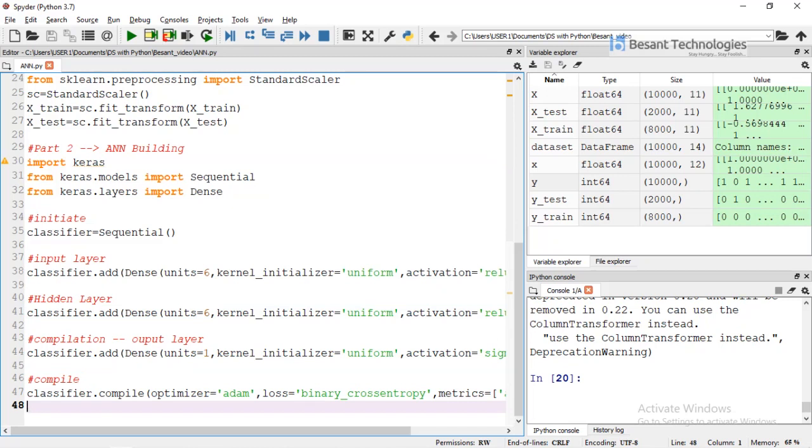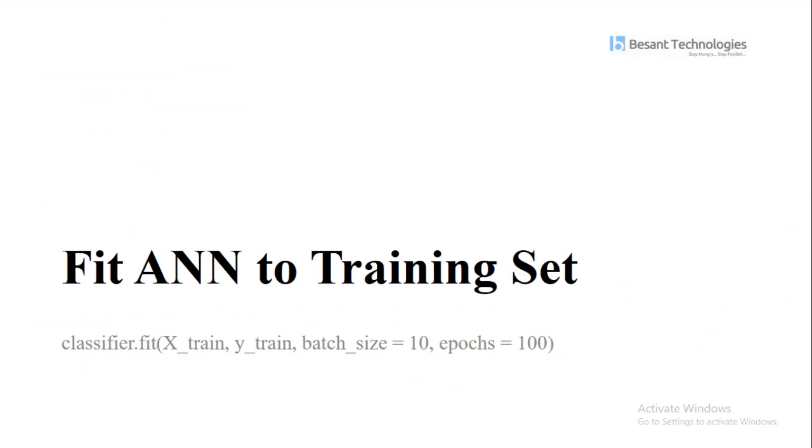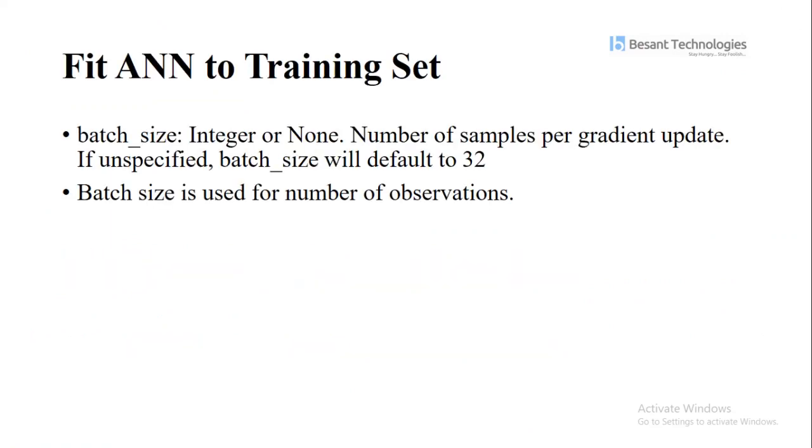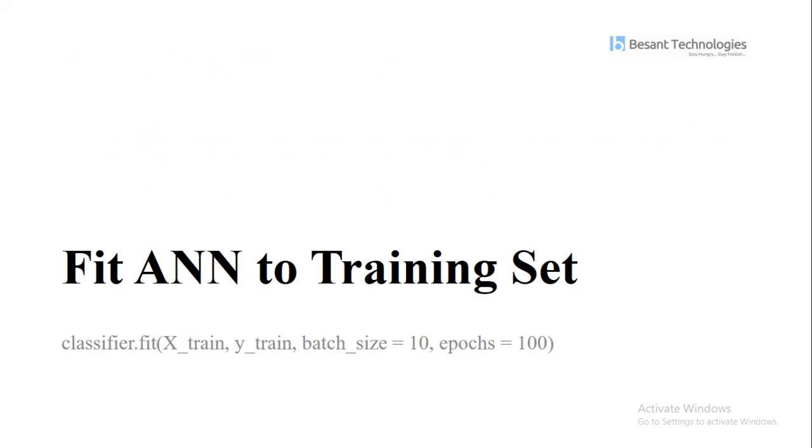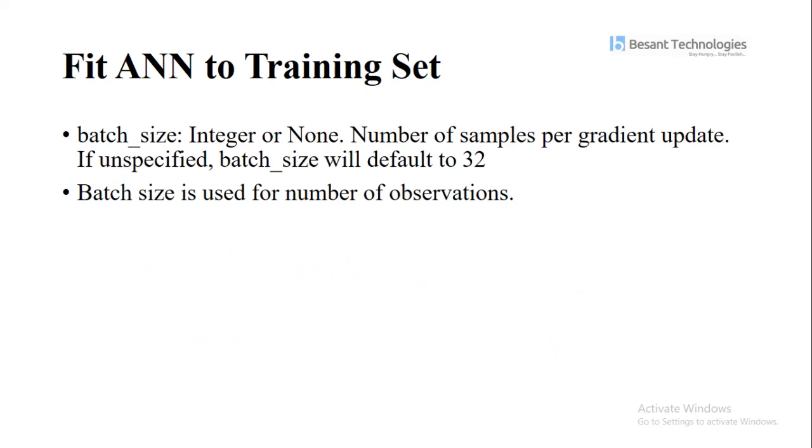So we will be going ahead with the next thing, that's nothing but fitting. We need to fit our neural network to the training set. So this is the script line: fit x train, y train, batch size 10, epochs 100. The batch size, we need to give only an integer, nothing else. It is the number of samples per gradient update, and by default the batch size will be 32. So batch size is used for the number of observations.